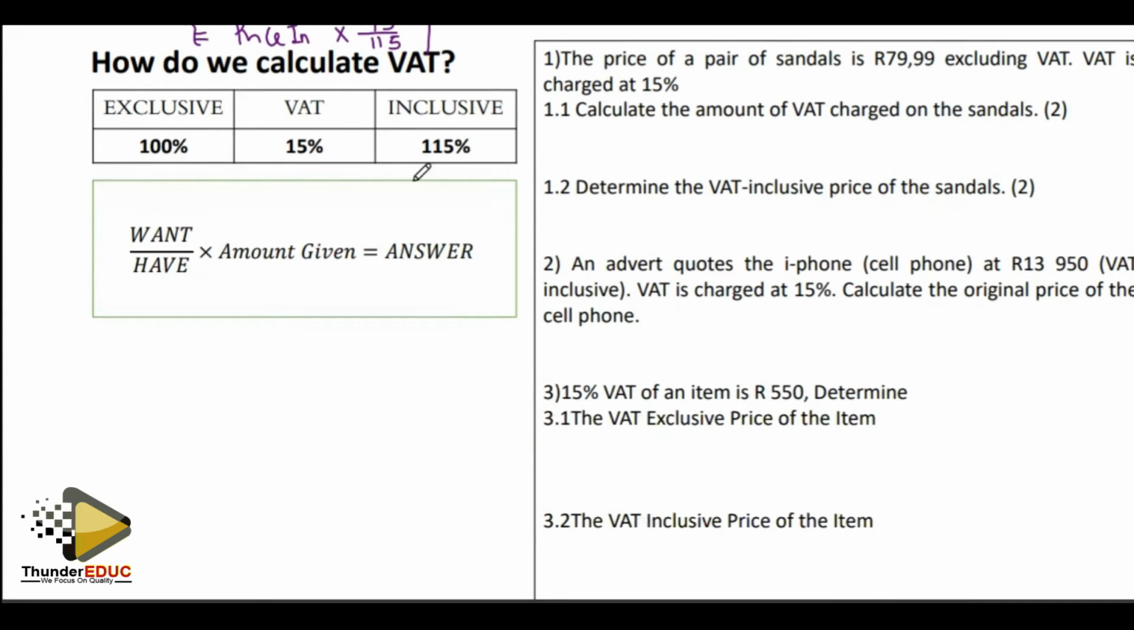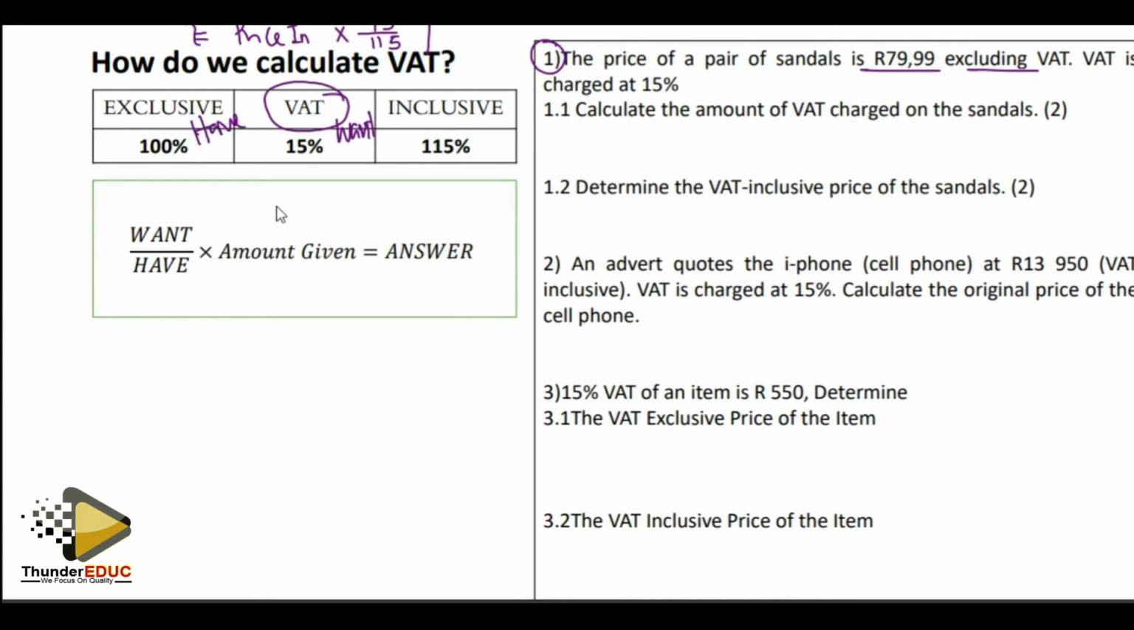All right, we have another method here. This method is commonly used by people who might have forgotten what to do. You look at the situation that you have and you analyze it. Let's take example number 1. The price of a pair of sandals is 79 rands 99 cents, excluding VAT. VAT is charged at 15%. Calculate the amount of VAT charged on the sandals. So we are looking for VAT. This price here is excluding VAT.